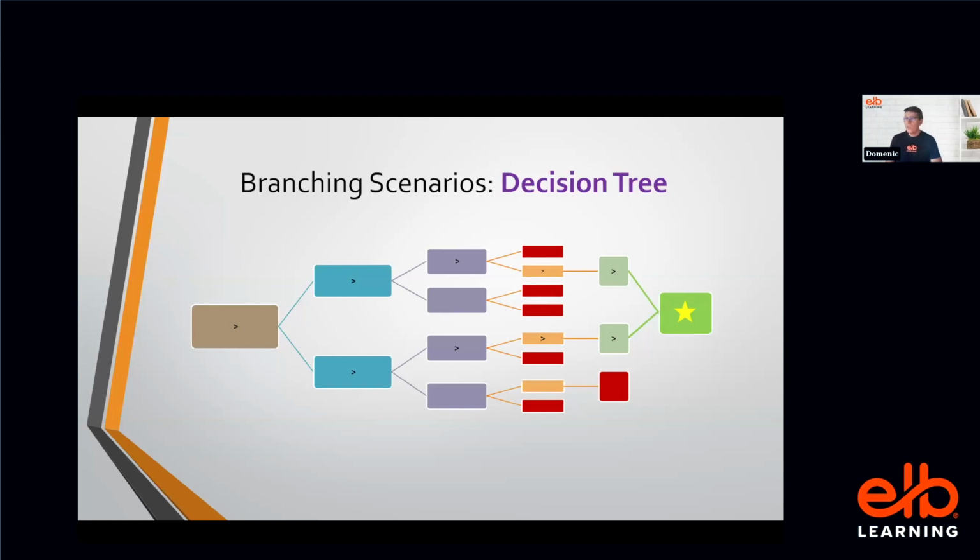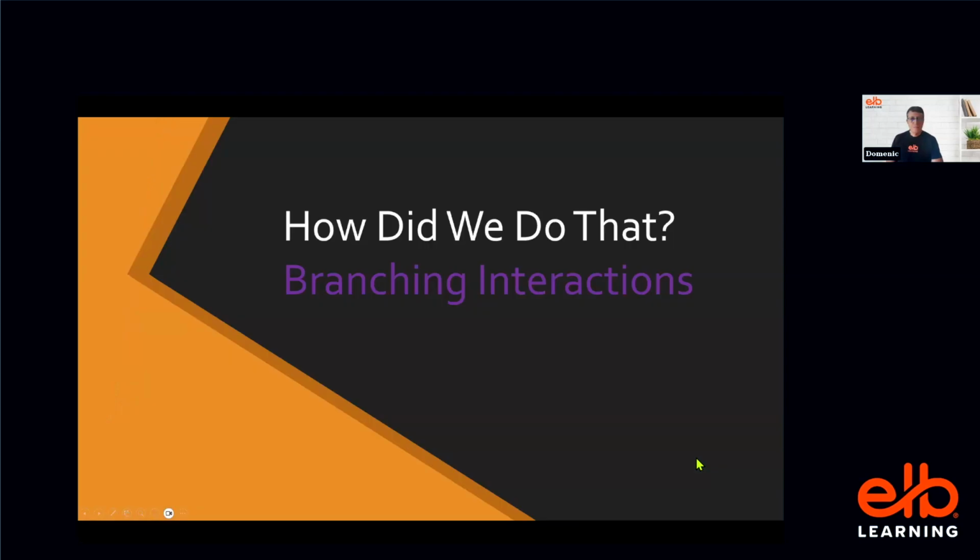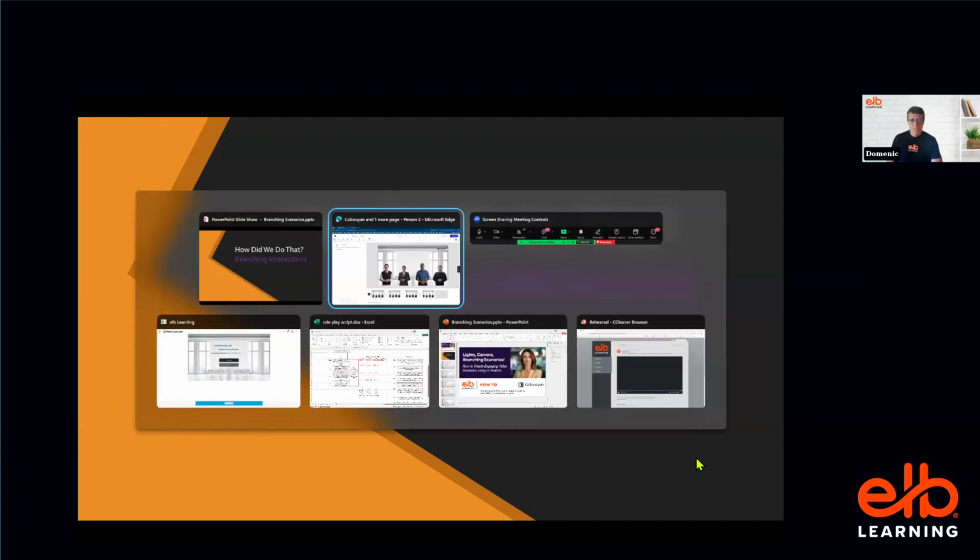So that's very good. You could close that poll down. And how do we do that? Branching interactions. Let me show you before we get to that. Let me show you.